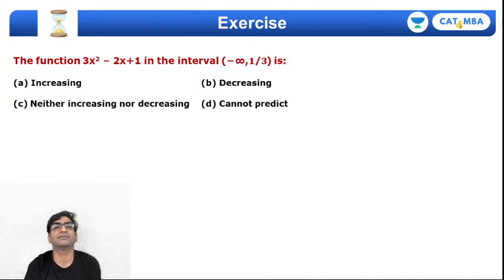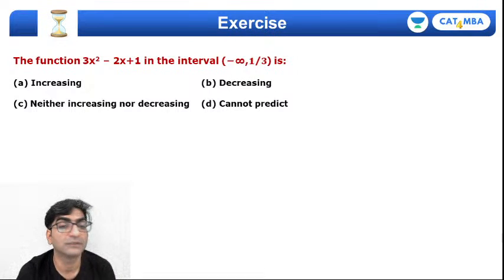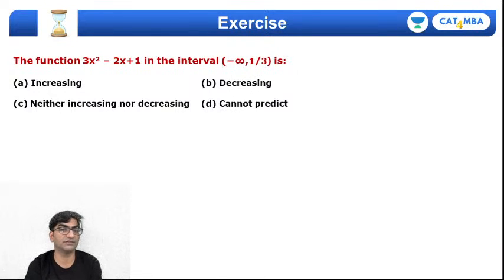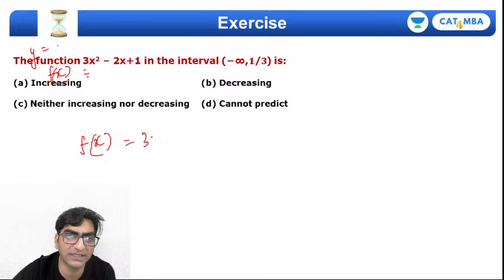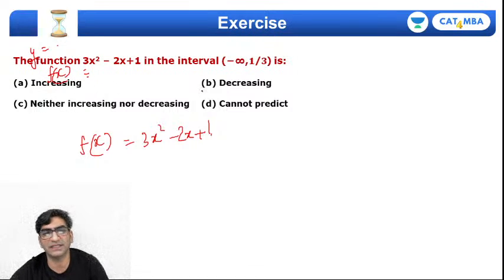Okay, here is another problem from today's exercise. This one says the function is given as 3x square minus 2x plus 1. So I can directly write it as y equal to this, or f(x) equal to this. So let me write it as f(x). So f(x) will be equal to 3x square minus 2x plus 1. And the question asks me, is it increasing or is it decreasing? Is it neither, or is there no way to predict? I have to figure this out from the choices.